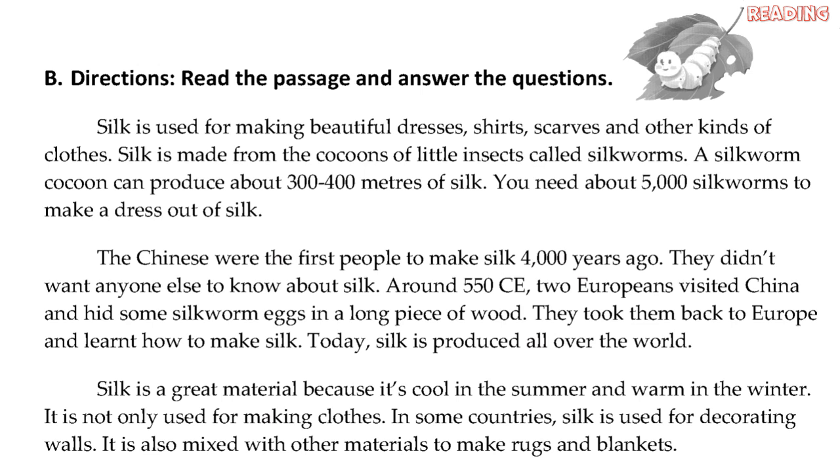They didn't want anyone else to know about silk. Around 550 CE, two Europeans visited China and hid, pay attention to the word hid, it's the past of hide, some silkworm eggs in a long piece of wood. They took them back to Europe and learned how to make silk. Today, silk is produced all over the world.